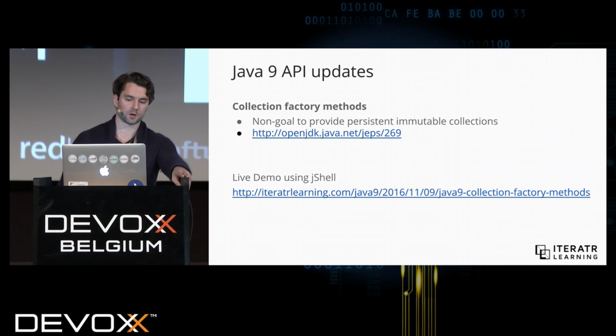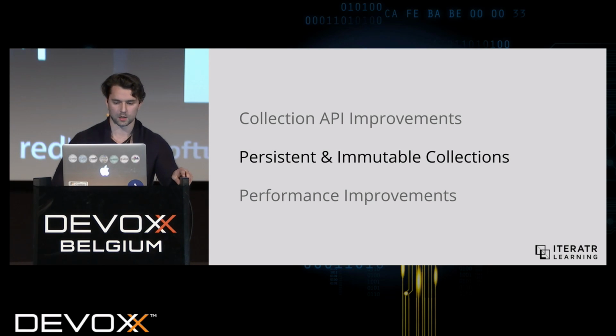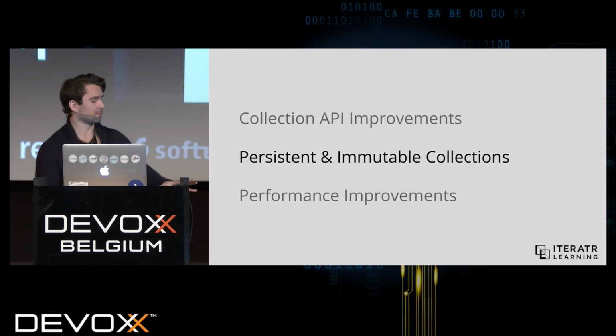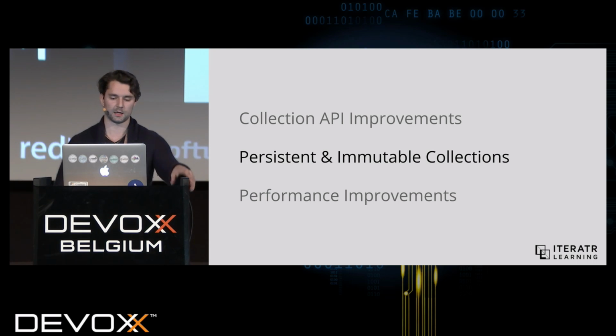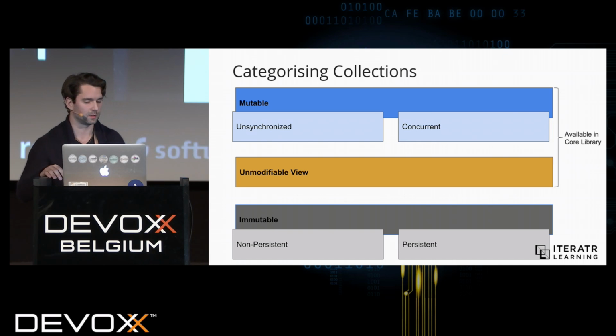If you're interested in more about Java 9 updates, there's a link here that you can check out afterwards. So we've talked about API improvements. What we're going to do now is talk a bit more about data structures and possibly improvements that could be made to the collection structures. So Richard.